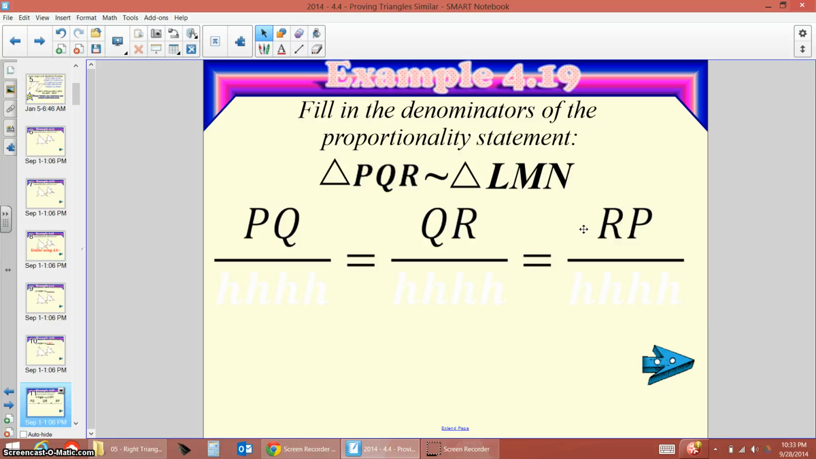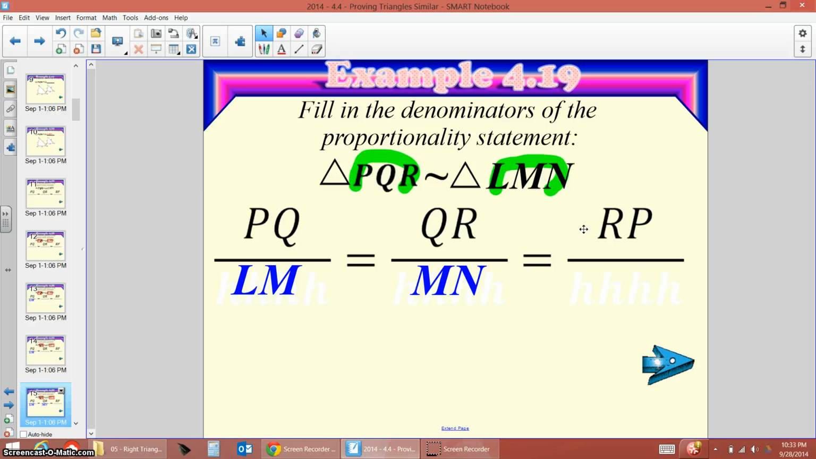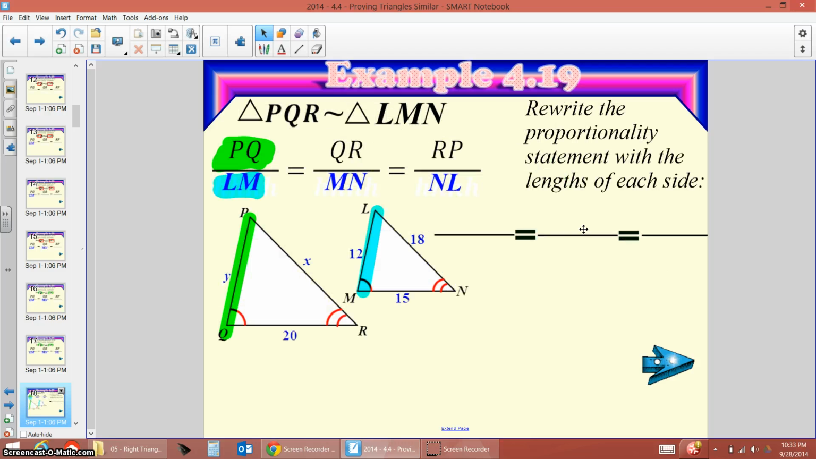So now it says fill in the denominators of the proportionality statement. So PQR and LMN. Notice how PQ and LM are in the same order, are in the same places, so that means LM goes below PQ. QR and MN, and RP and LN are on the outsides, so I put LN down below there. Now, once we get the similarity statement and the proportionality statement written, I can now start plugging in some numbers.